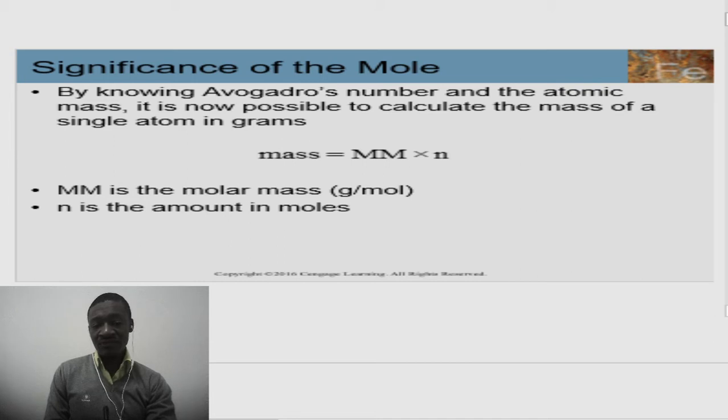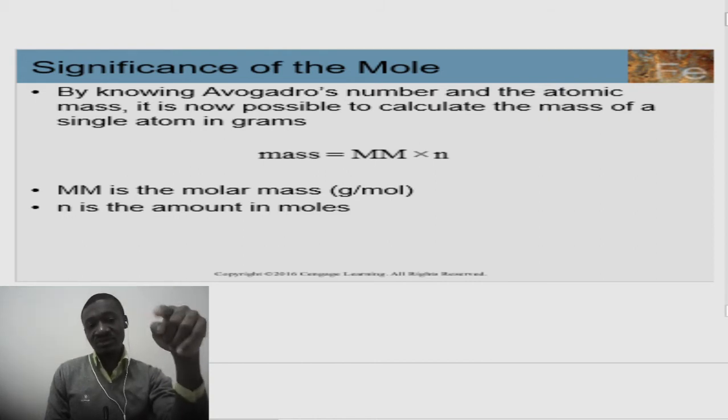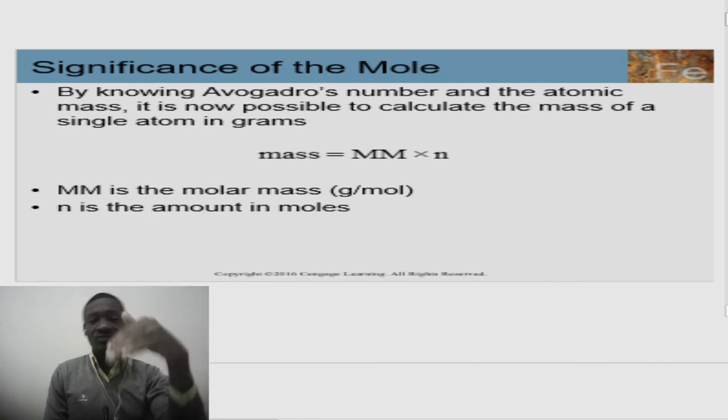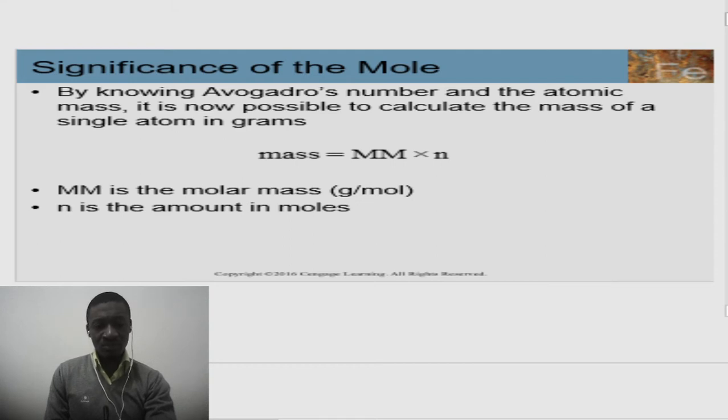If you notice the units, the unit for the molar mass is grams per mole, so once grams per mole is multiplied by the mole, what you have is grams. Hence, the formula is very interchangeable. You can divide both sides by mole and still have molar mass at the other end. So that's how formulas work.